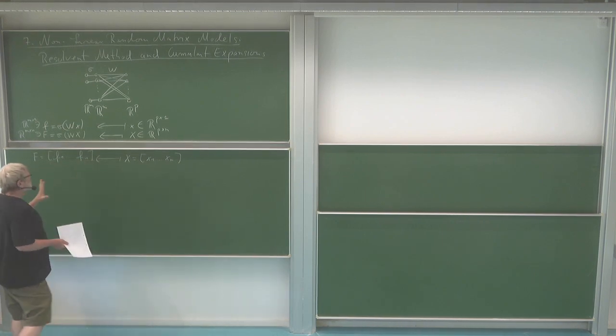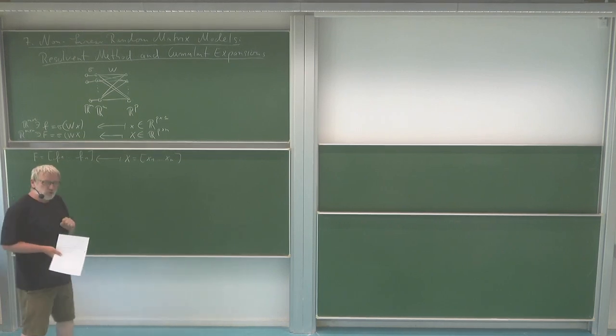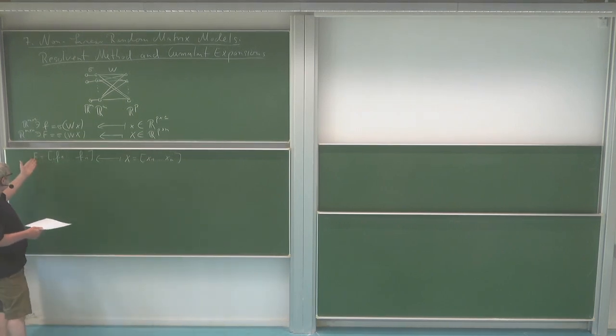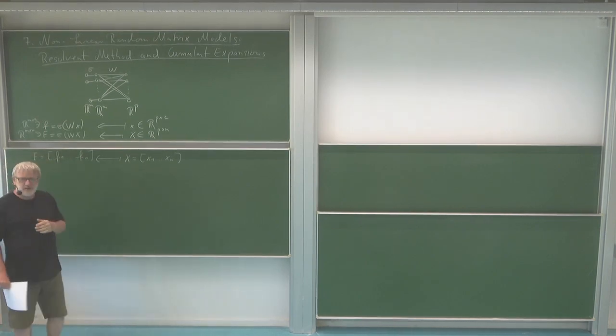Good, okay, so that's the setting which we want to understand. In particular, what do we want to understand? We want to understand the distribution of the feature vectors which are coming out here.